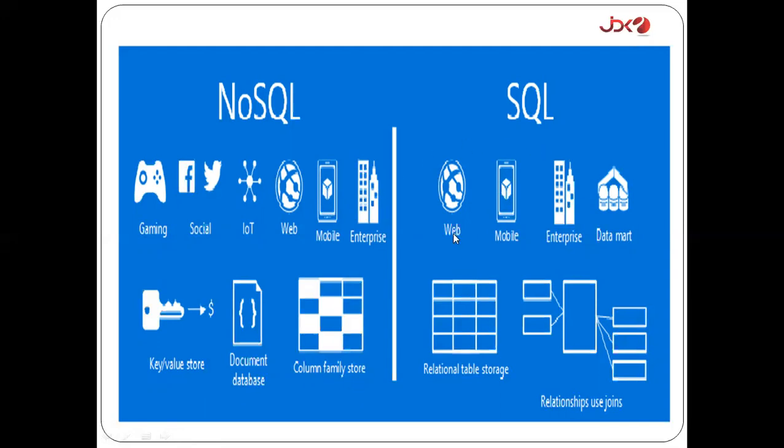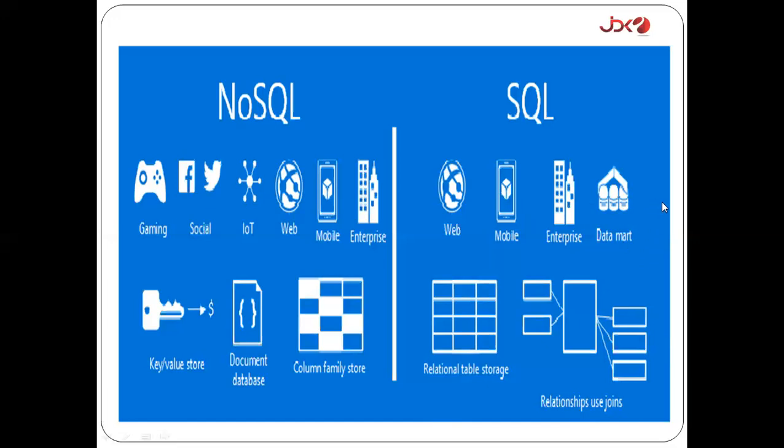SQL is used through the web, for example internet banking. Through the web or mobile we can transfer money using applications, and the data can be accessed in enterprise data marts. But we can use only relational table structure storage, and relations using joins: table 1 and table 2 can access more tables using joins, primary key, and foreign key.